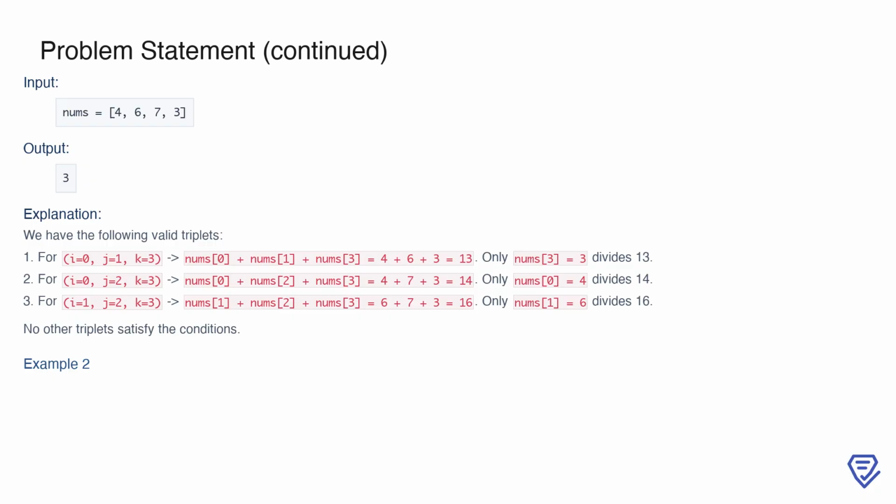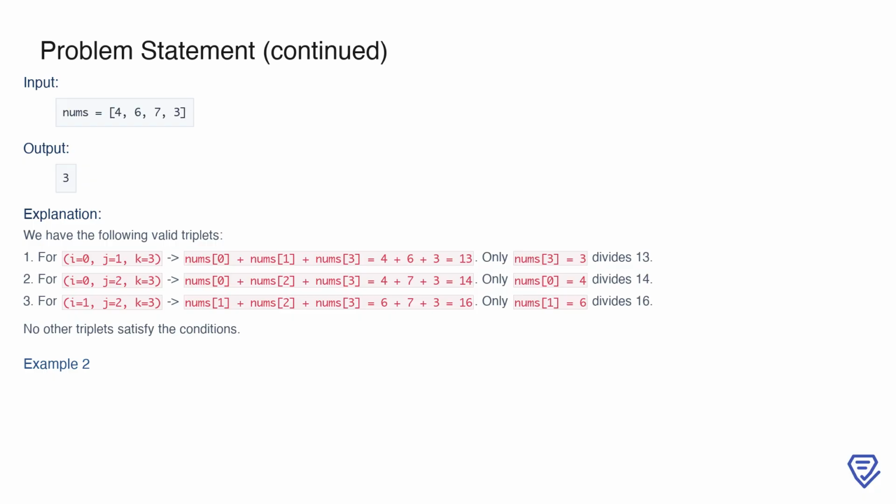There are three valid triplets in this array. First, for the triplet i = 0, j = 1, k = 3, the sum of the elements is 4 + 6 + 3 = 13. In this case, only nums[3] = 3 divides the sum. Second, for the triplet i = 0, j = 2, k = 3, the sum is 4 + 7 + 3 = 14. Here, only nums[0] = 4 divides the sum.